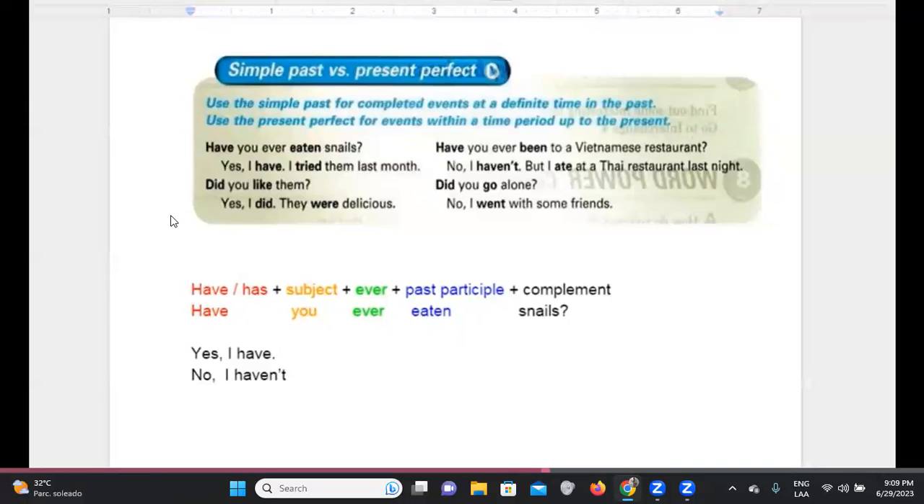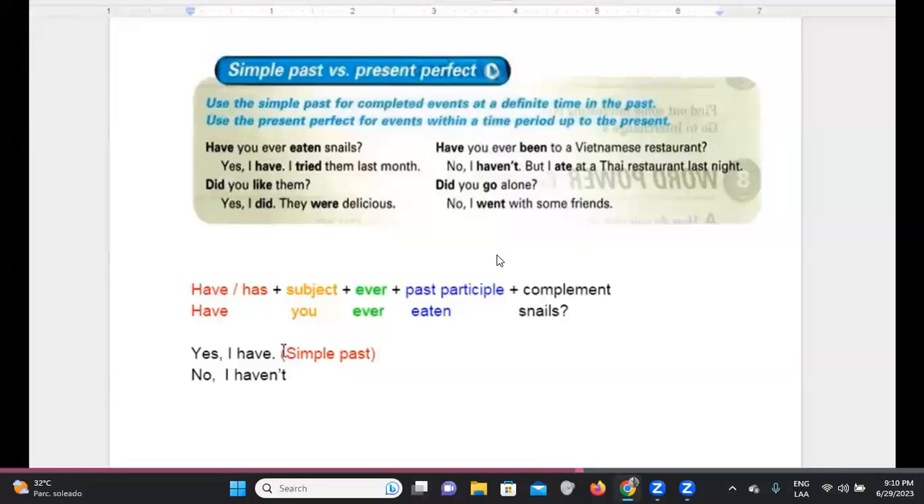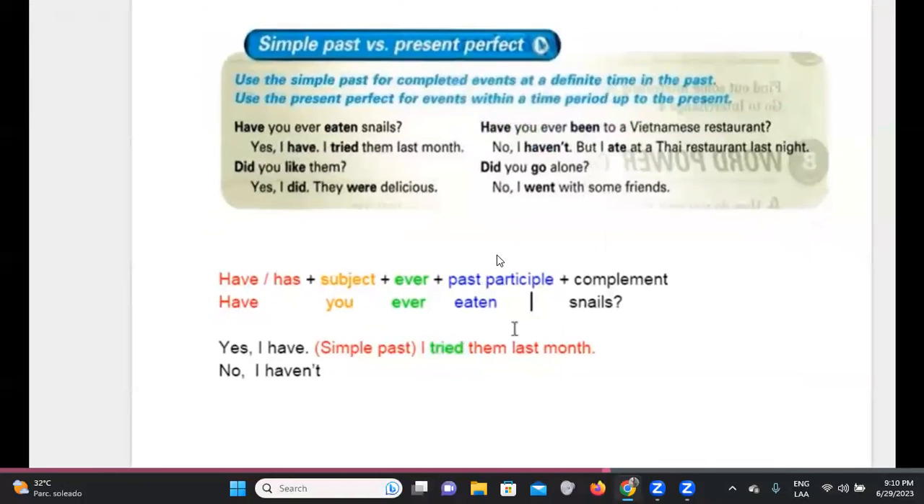And what I would like for you to notice now is how we respond to that kind of question, right? I mentioned that we can either have a positive response to that question, either yes, I have, or no, I haven't. And then this next sentence, we're typically going to follow with a simple past statement. And the reason is because I'm going to talk about my experience in the past. So in this case, I'm going to say I tried them last month. So this statement here basically talks about that past experience that I had, which is related to this topic, right? So have you ever eaten snails? And my answer to that question is yes, I have. I tried them last month. So I'm using the simple past.